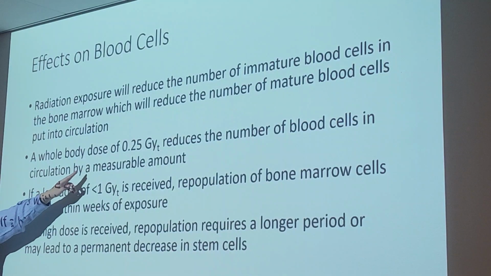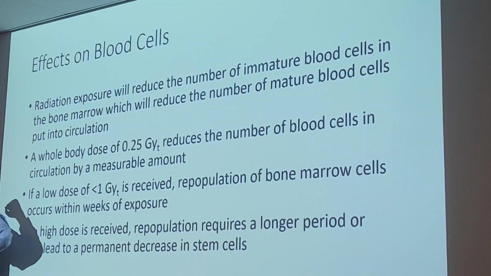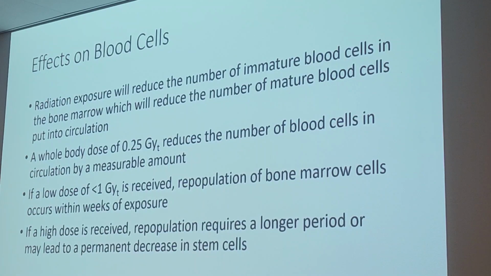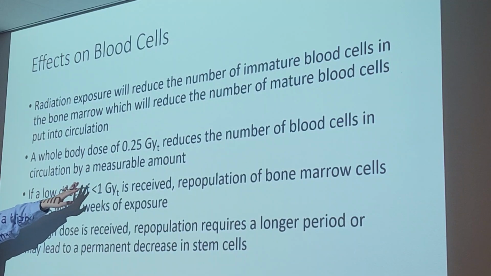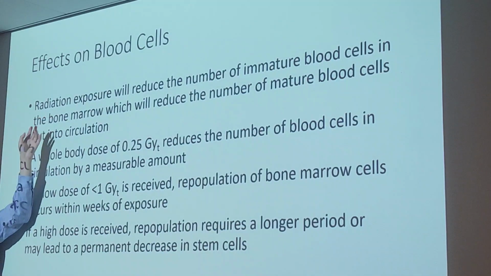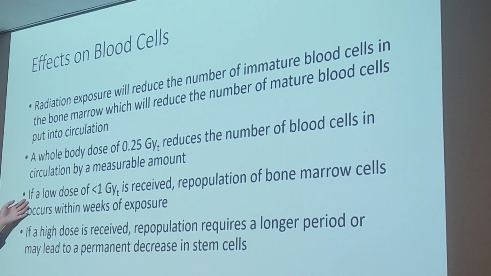So a whole body dose of 0.25 grays is enough to reduce the number of blood cells in circulation by a measurable amount. You can actually see a drop in the blood count when exposed to 0.25 grays of radiation. If a relatively low dose, so 1 gray or lower, is received, you will see a loss of these immature blood cells in the bone marrow. And then it will take several weeks for those blood cells to come back. The higher the dose, the longer it takes for those blood cells to repopulate.